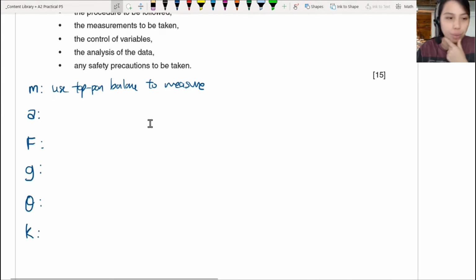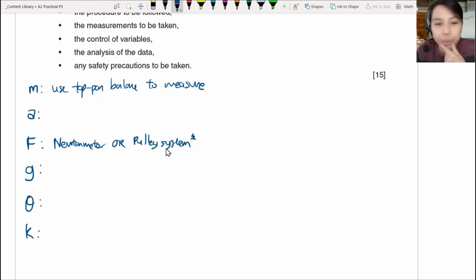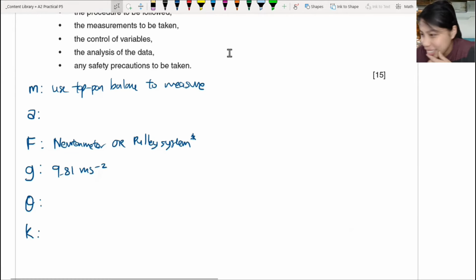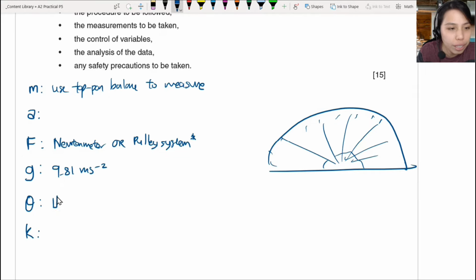So where were we? Force, we pull the thing up. So for this one you can use a Newton meter, or you can use a pulley system. But you must describe in detail how this pulley system helps you find the force. G is a constant, 9.81. No need to find. Theta. I think just now someone mentioned earlier, use a protractor. Easier to measure theta. Theta, you use a protractor, which is this thing. Remember this? Here got a lot of numbers. That's your protractor. So use protractor.